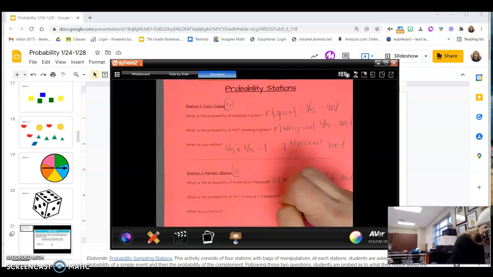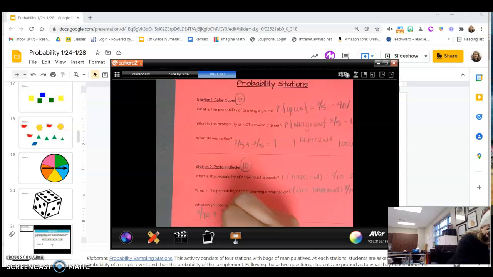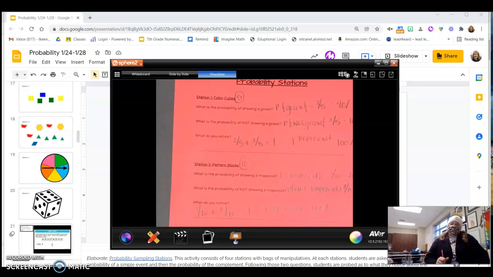What is the probability of not drawing a trapezoid? Probability of not drawing a trapezoid. So that would be everything else in those pattern blocks other than a trapezoid. So that should be 7 out of 10 or 70%. And what do you notice? Well, 3/10 plus 7/10 is equal to 1. 1 represents 100%. 30% and 70% equal 100%. So the probability of drawing a trapezoid, this would be our simple event, and this would be the complement, because the complement is the likelihood of that event not happening.